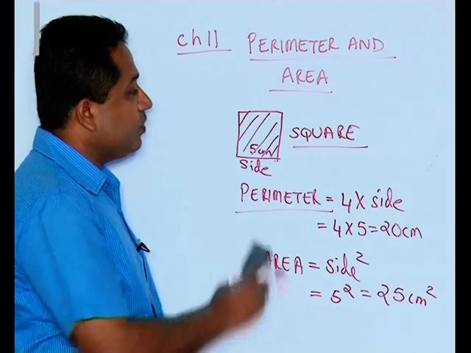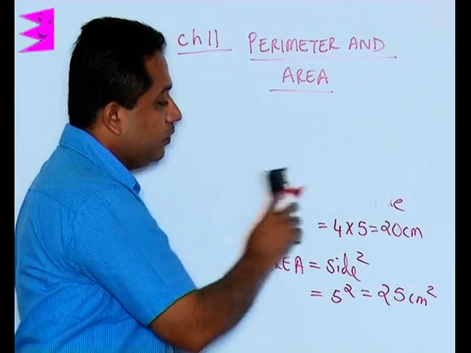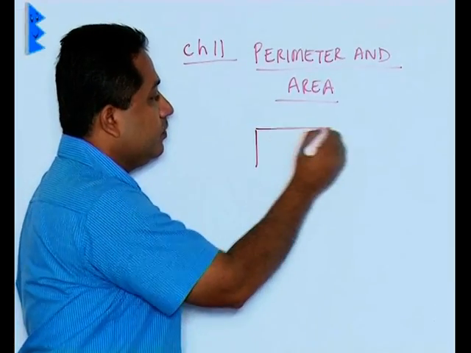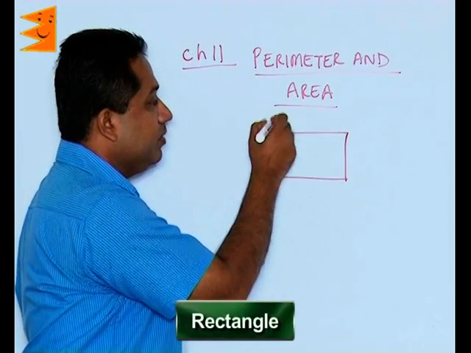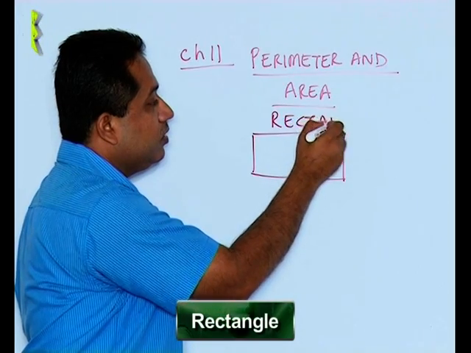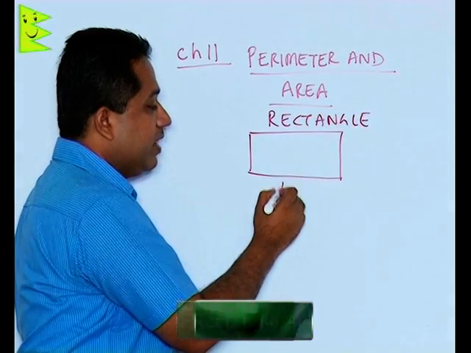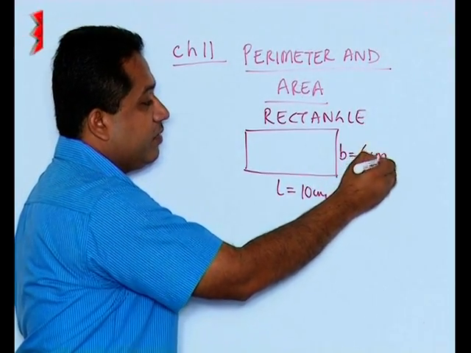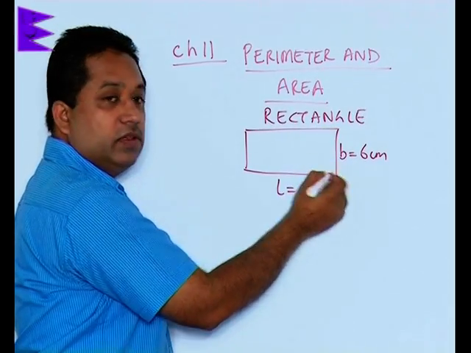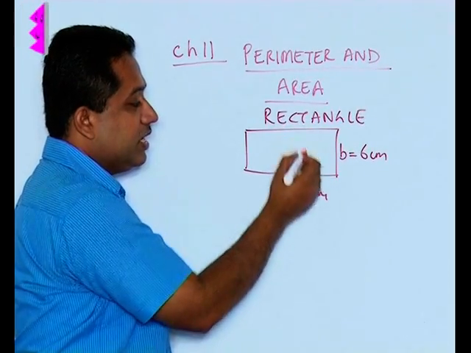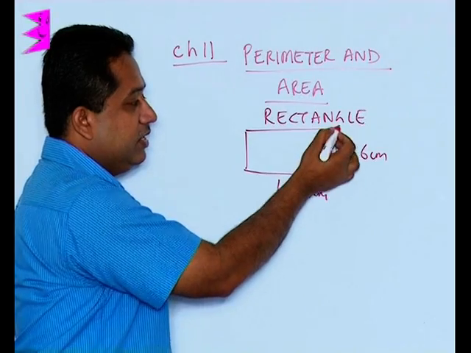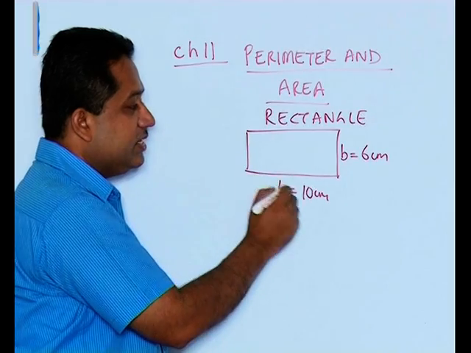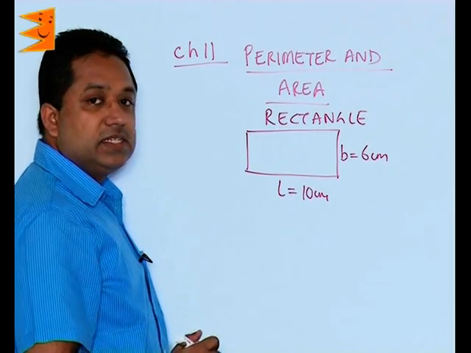What happens in the case of a rectangle? In case of a rectangle, the length and breadth are different. This is the shape of a rectangle. Here we have the length, let us say 10 centimeter, and let us say the breadth is 6 centimeter. These sides, opposite sides, are equal. So, if this is 10, this is also 10, this is 6, therefore, this is also 6. In a square, we saw that all the sides are equal, but here only the opposite sides are equal.